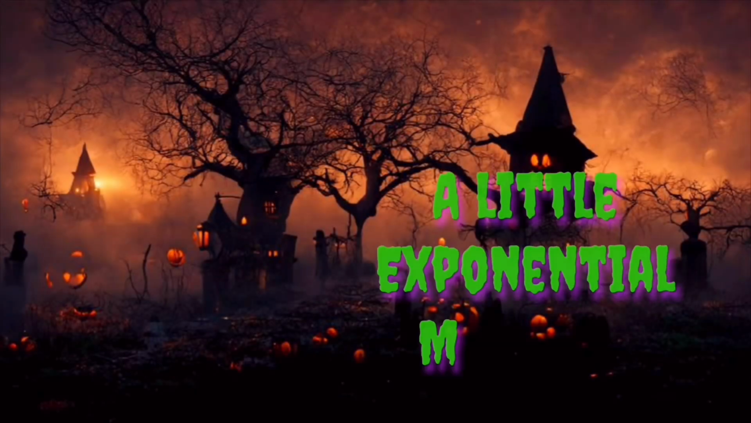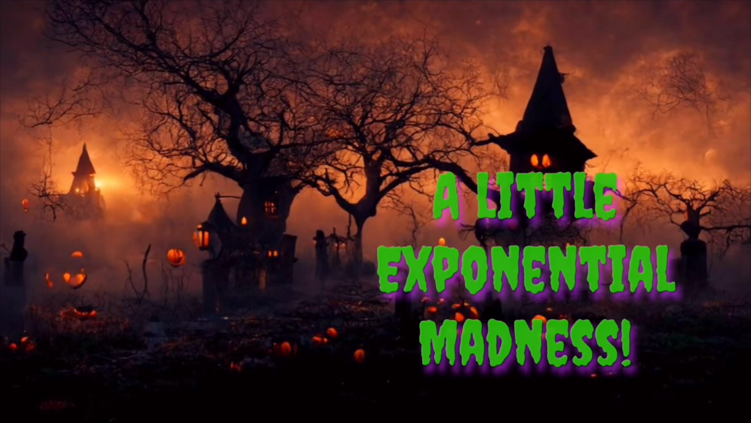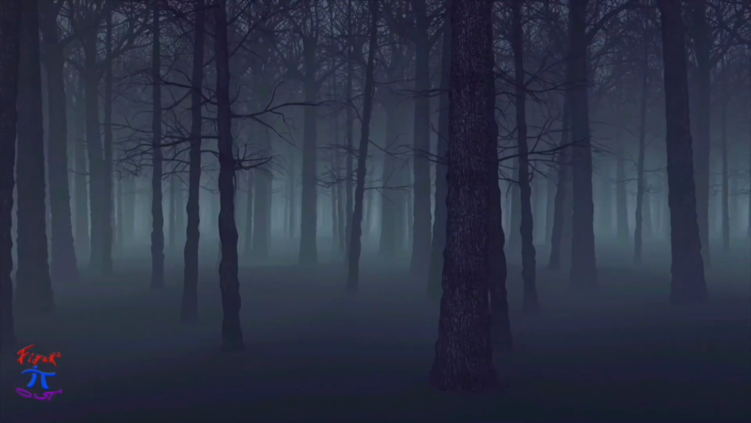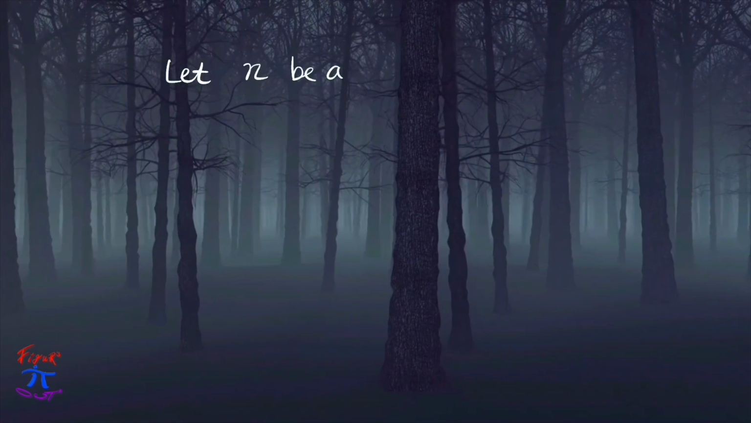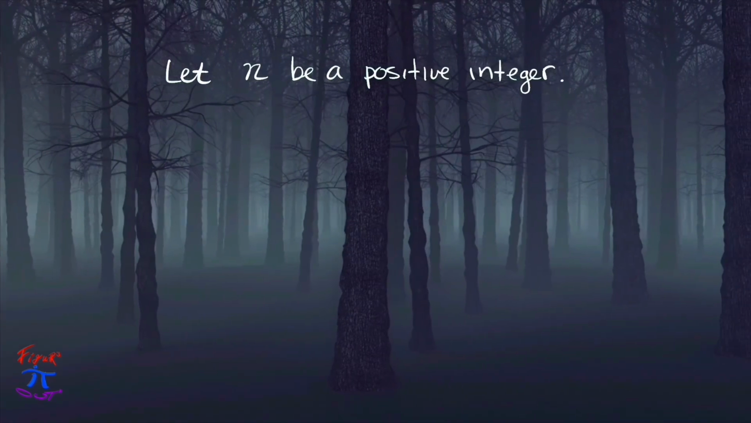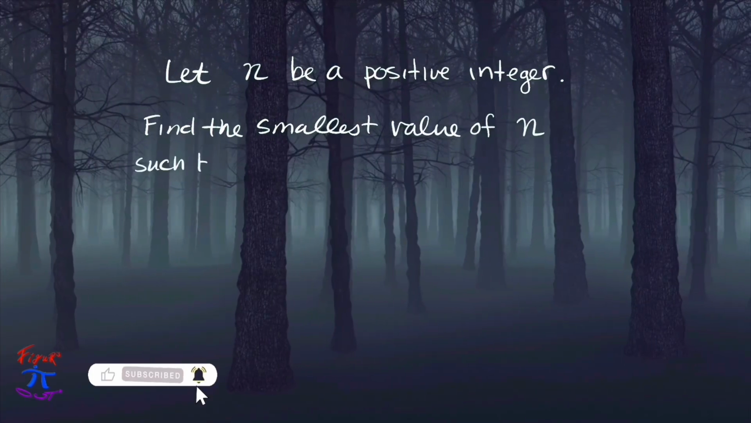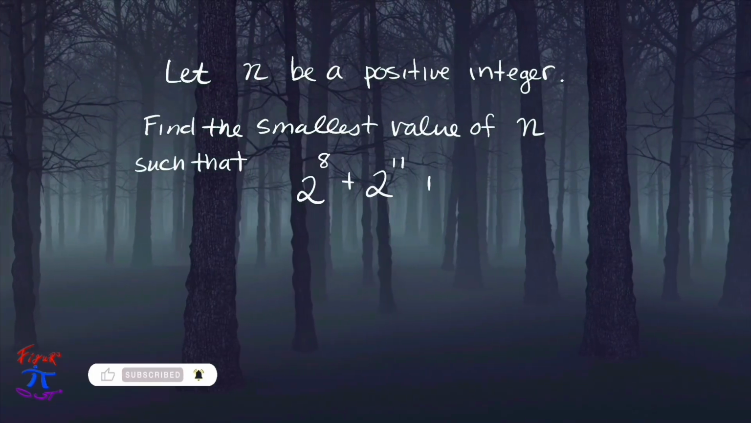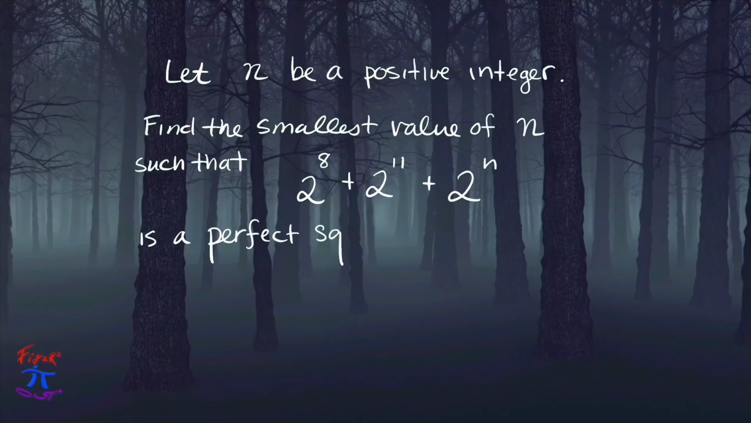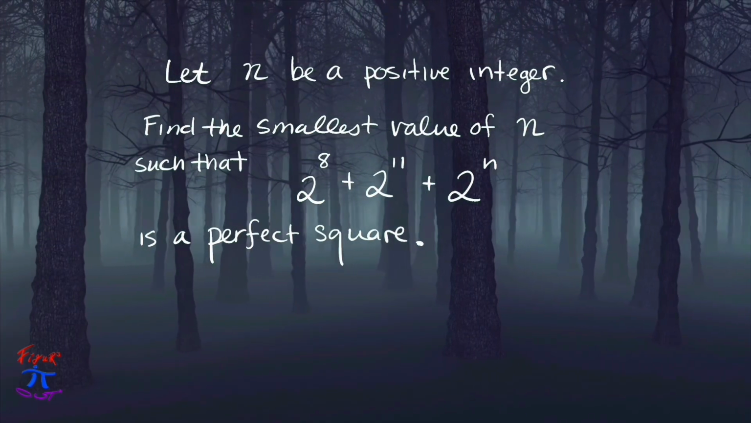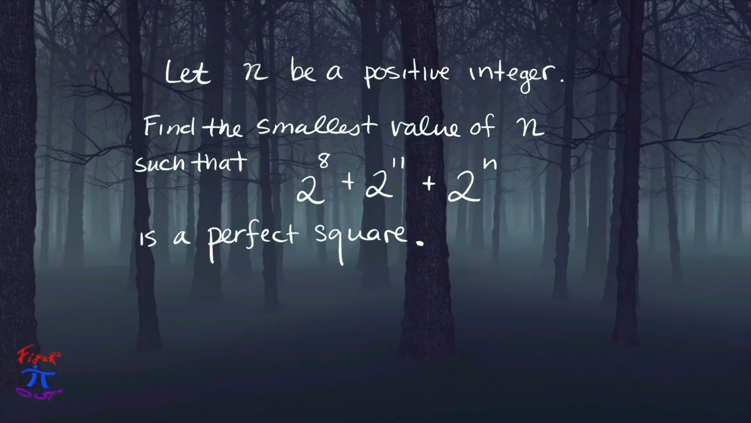A little exponential madness. Let n be a positive integer. Find the smallest value of n such that 2 to the 8th plus 2 to the 11th plus 2 to the nth is a perfect square. Pause the video now if you'd like to figure it out.